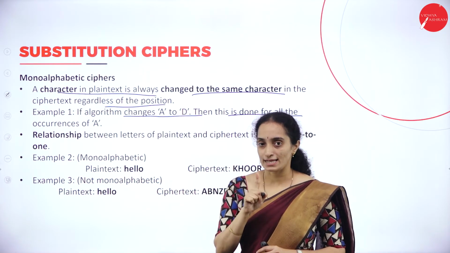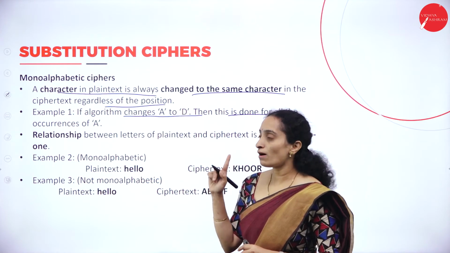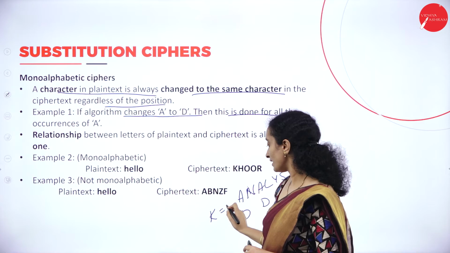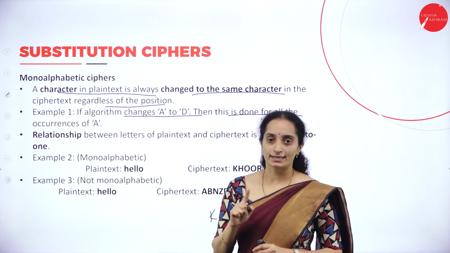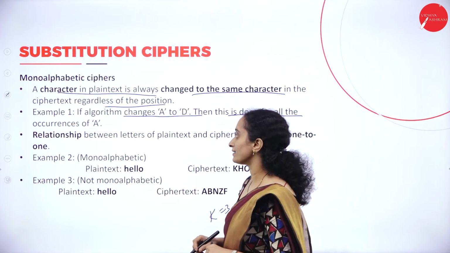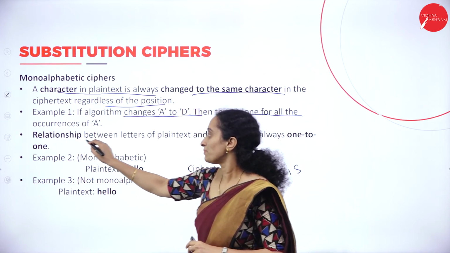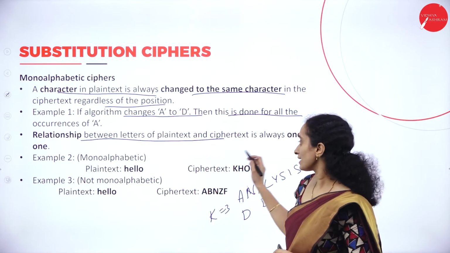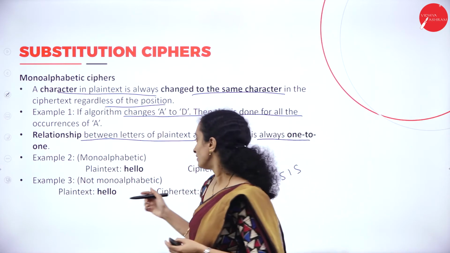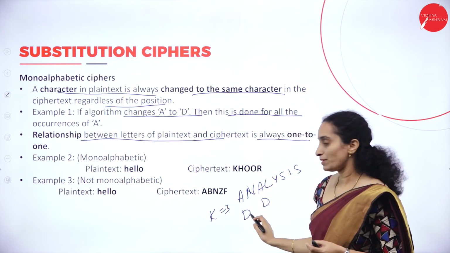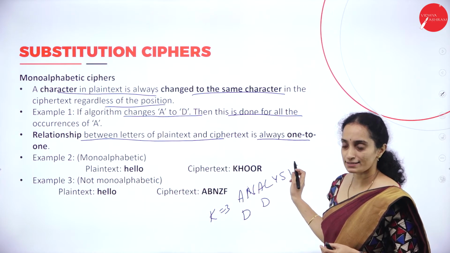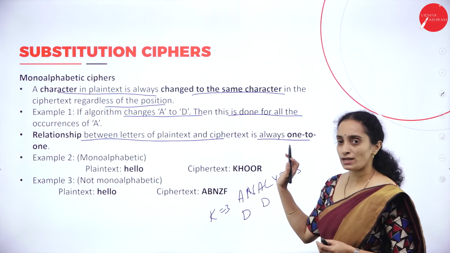Mono is single, isn't it? So monoalphabetic means a single key is used. If K is 3, a single character is going to change all the occurrences of one character. The relationship between letters of plain text and ciphertext is always 1 to 1. A will be replaced by D. D is not repeated for any other characters. D is replacing only A.